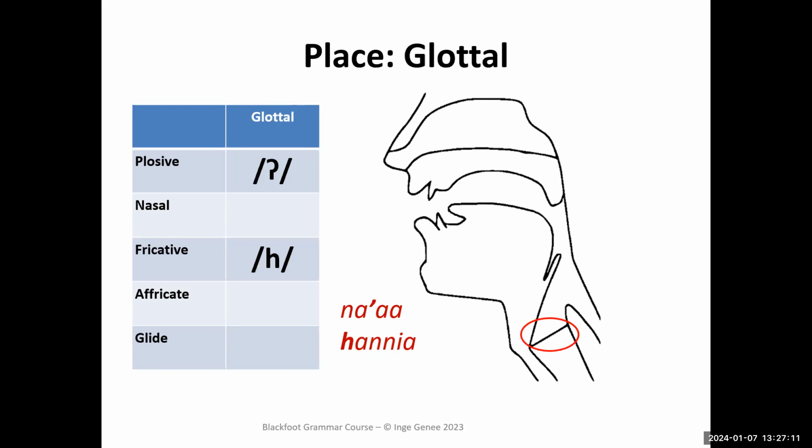a few times, you will feel it. You can also feel it in the middle of the word na'a, meaning mom. H is also made in the glottis, in this case by letting air hiss past the vocal folds, like in the word hanya. Now we have seen all the places of articulation that we need to describe Blackfoot consonants.